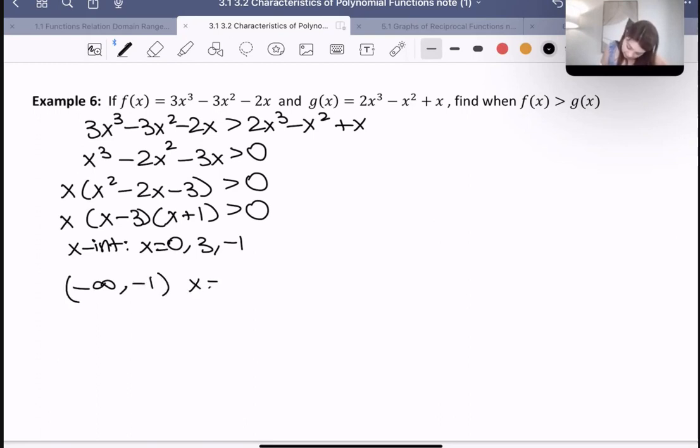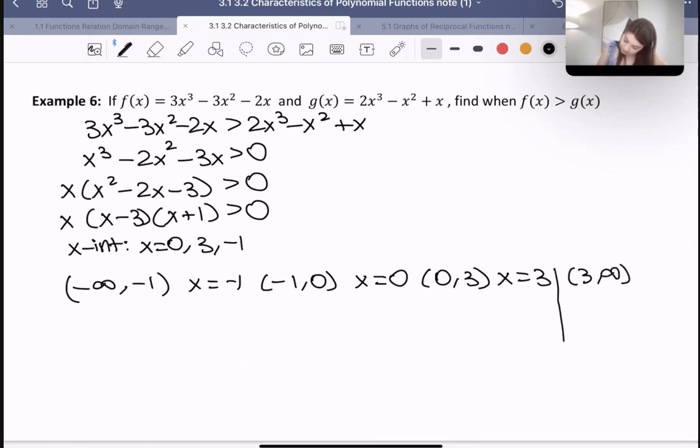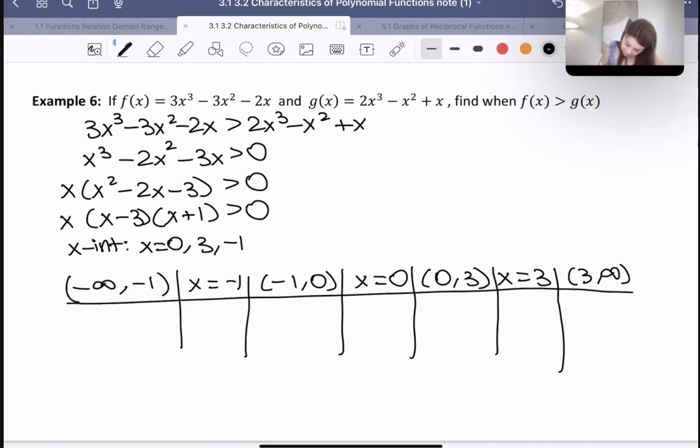Then we have where x equals negative 1. Then we have from negative 1 up to 0. Then we have where x equals 0. Then we have from 0 to 3. Then we have where x equals 3. And then we have from 3 to infinity. And we know already that where x equals 0, negative 1, and 3, we have 0, 0, 0. There we go. So it's the other intervals we've got to figure out.